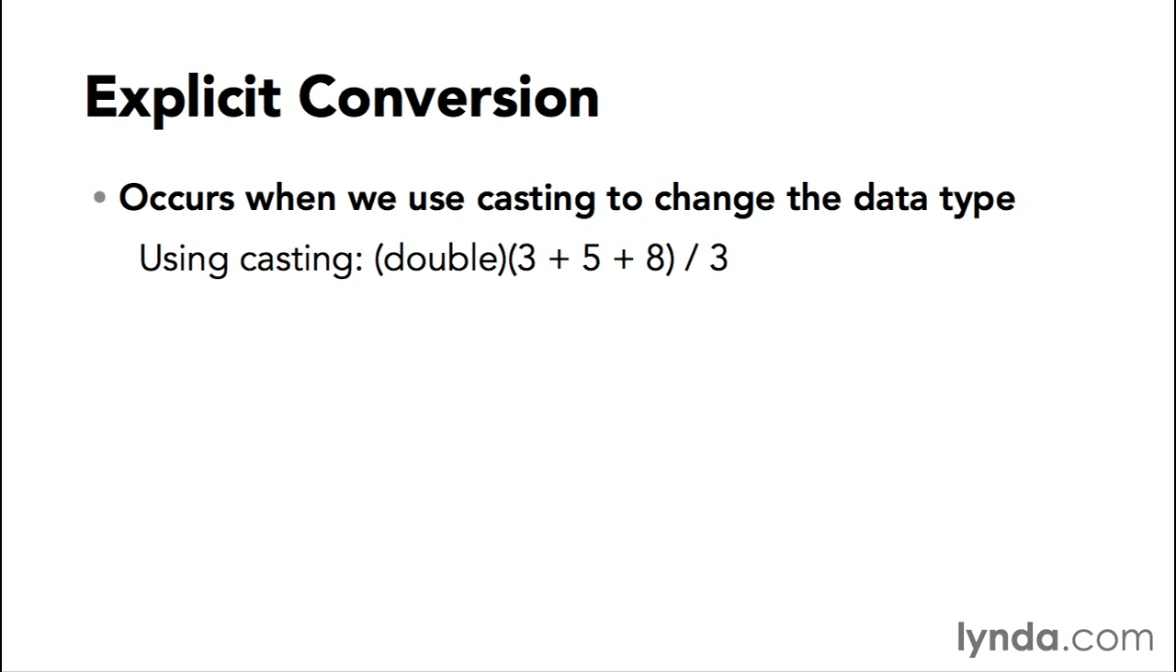So here you can see I have the word double in parentheses in front of the part of the equation that adds 3, 5, and 8. This will change the result to a double. Then we divide that value by 3, and the result is a double, and we don't lose any precision. Now this is what we call a temporary conversion. The values of 3, 5, and 8 are temporarily converted to a double, so when we divide by 3, we don't lose any precision. Now let's try this in NetBeans to help clarify these concepts.